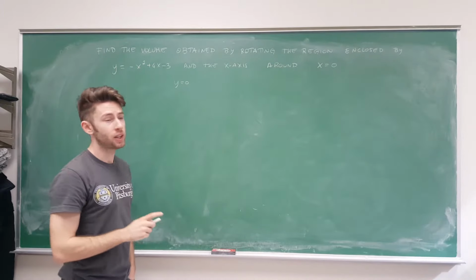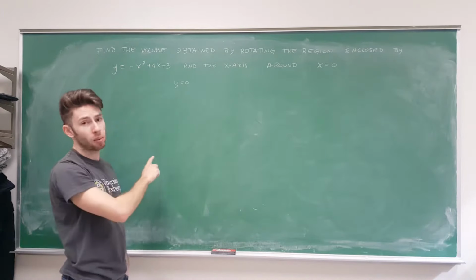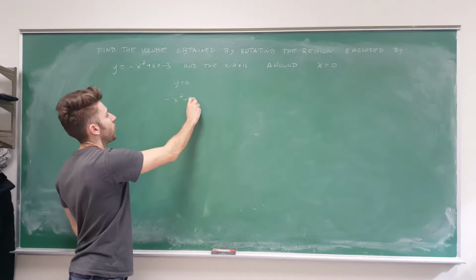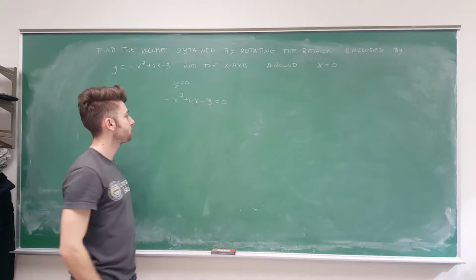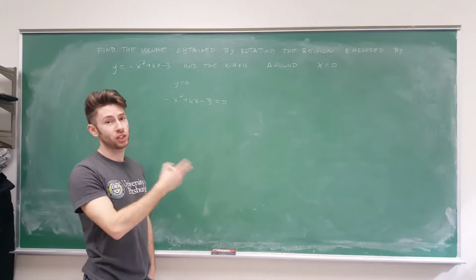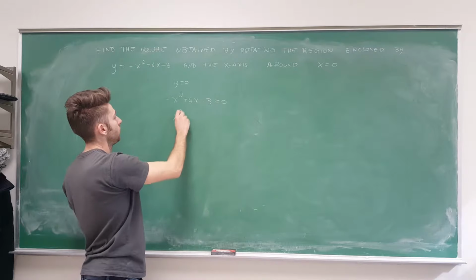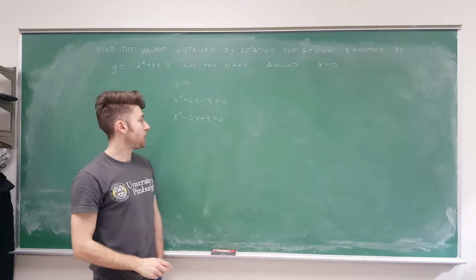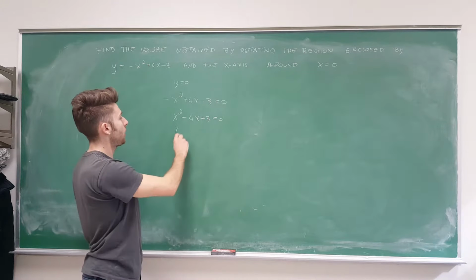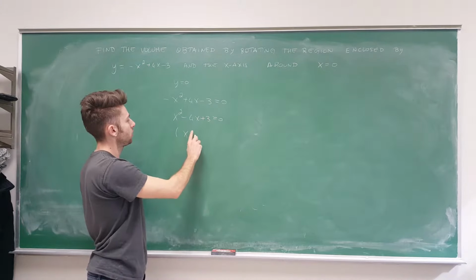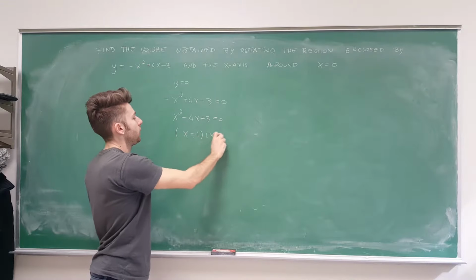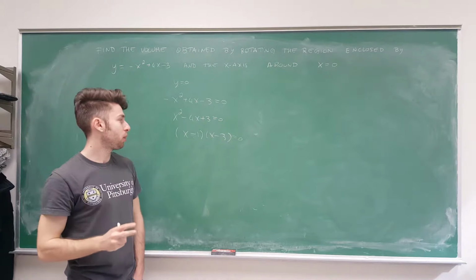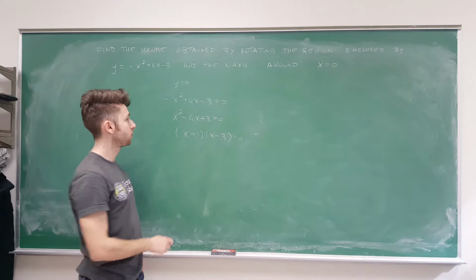So to find the intersections between the x-axis and this parabola, we're just going to have to solve minus x squared plus 4x minus 3 equals 0. Let's just change the signs. And then we see that we can factor here as x minus 1 times x minus 3. So there's two intersection points, x equals 1 and x equals 3.